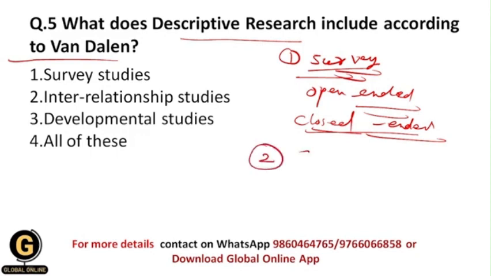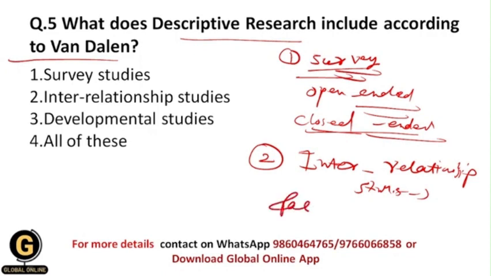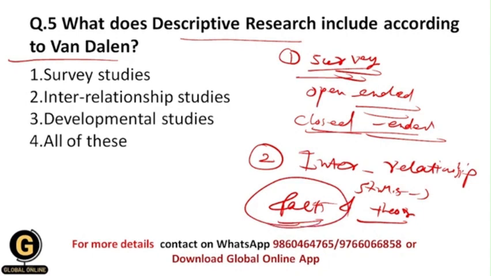Now the next one is interrelationship studies. In these studies, we rely on both facts and theory. These theory and facts are interdependent with each other. If I want to study facts, then I will think about theory, or I will study the facts based upon the theory. And if I want to explain or prove the theory, then I will take help from the facts. This is nothing but interrelationship studies.